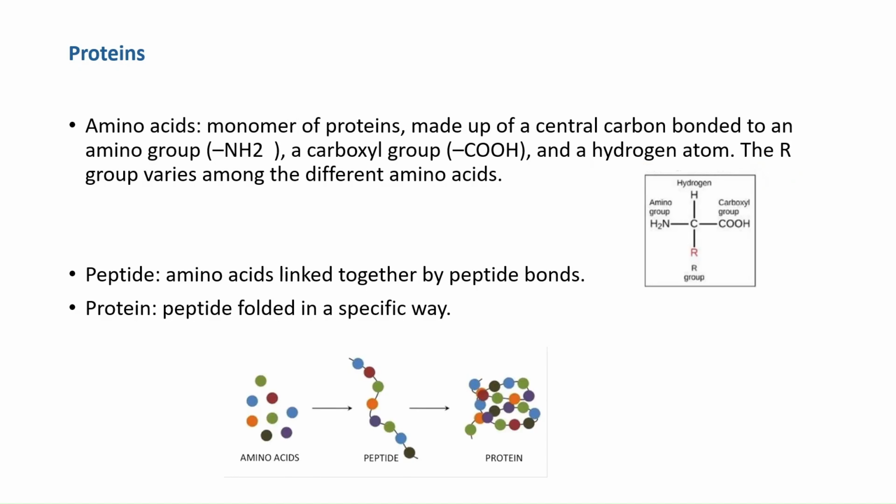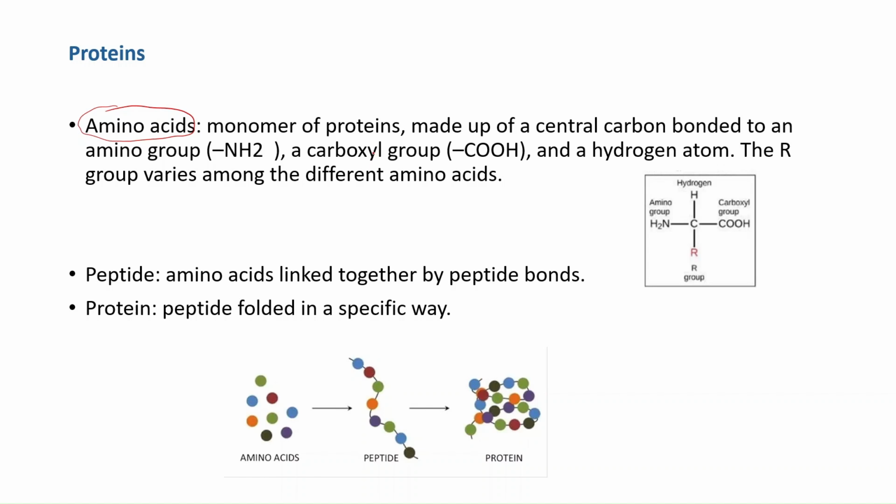The third group was the proteins. The protein is a polymer of amino acids. So some people call them, instead of proteins, peptides. But the monomer is the amino acid.